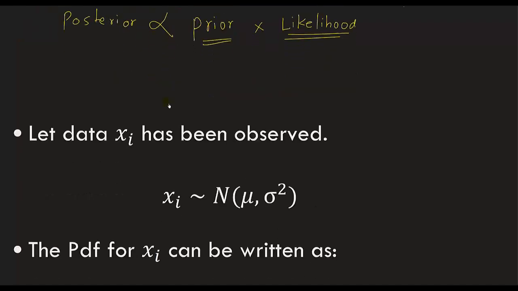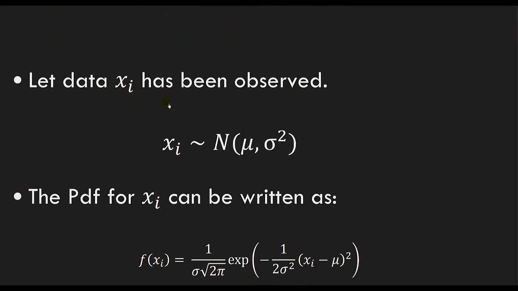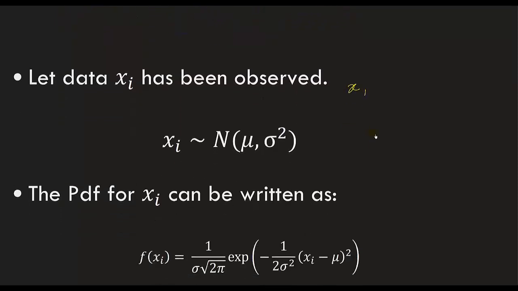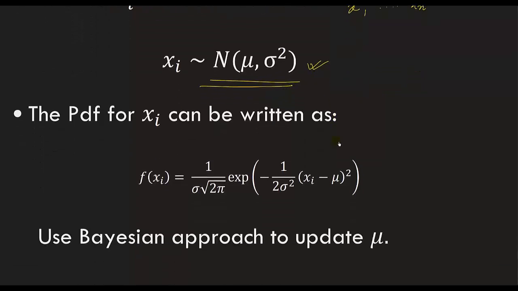the likelihood. Now let's say I have the data, and any data x1 follows the normal distribution. What I am saying is that x1, x2 up to xn all have the same distribution, and that distribution is a normal distribution with mean mu and variance sigma square, where sigma square is known. So the data is following this normal distribution. I can write the probability density function for each xi by simply replacing x with xi in the PDF.